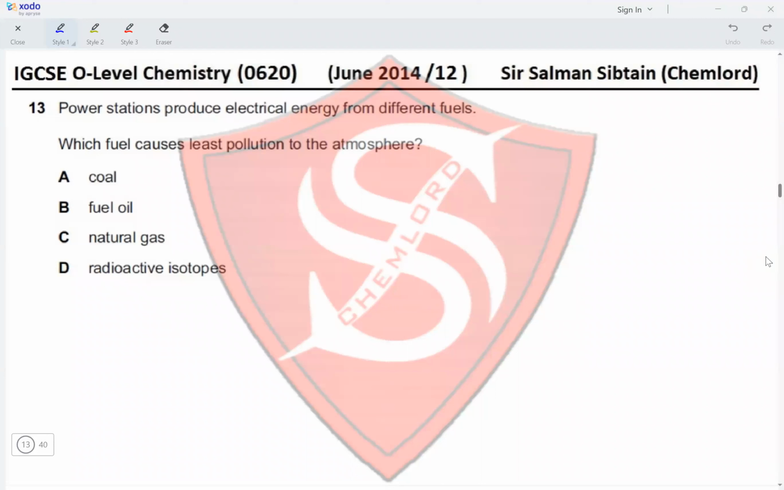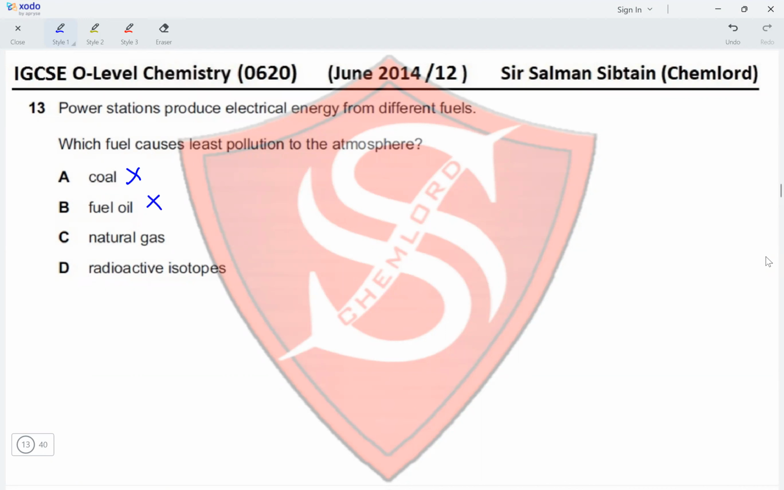Question 13. Power stations produce electrical energy from different fuels. Which fuel causes least pollution to the atmosphere? Coal. Coal burning produces carbon dioxide and carbon monoxide. Fuel oil. Same thing.